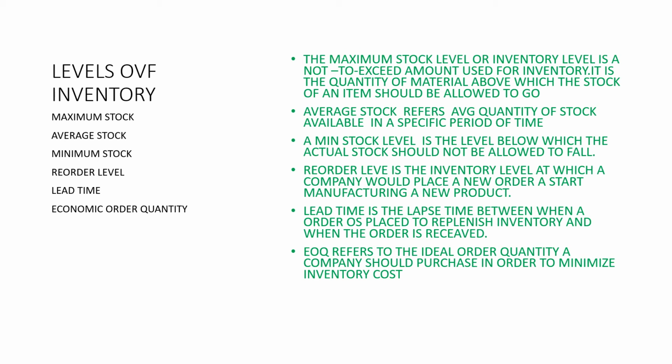Levels of inventory. So what are the levels of inventory? First comes the maximum stock. The maximum stock level is a not-to-exceed amount used for inventory. The maximum stock level is a quantity of material above which the stock of an item should not normally be allowed to go. Above this, the stock should not be allowed to go, as it is the not-to-exceed limit, right?